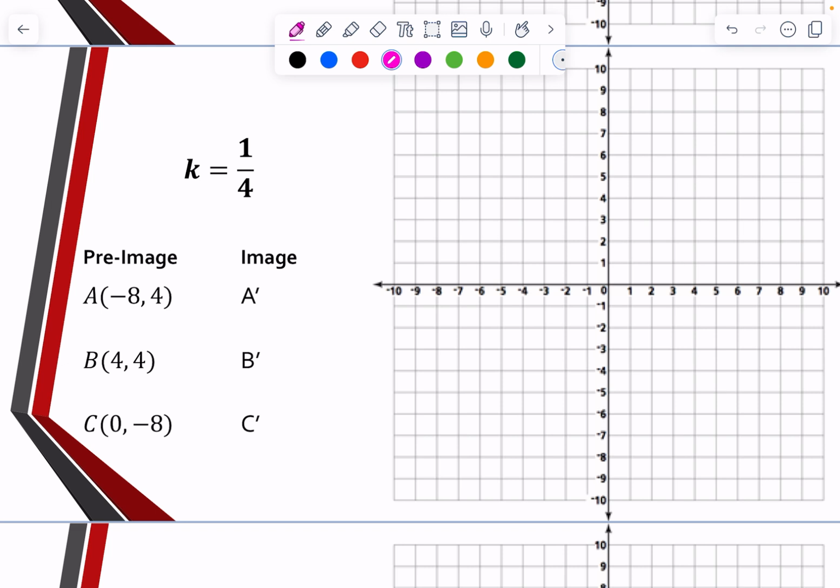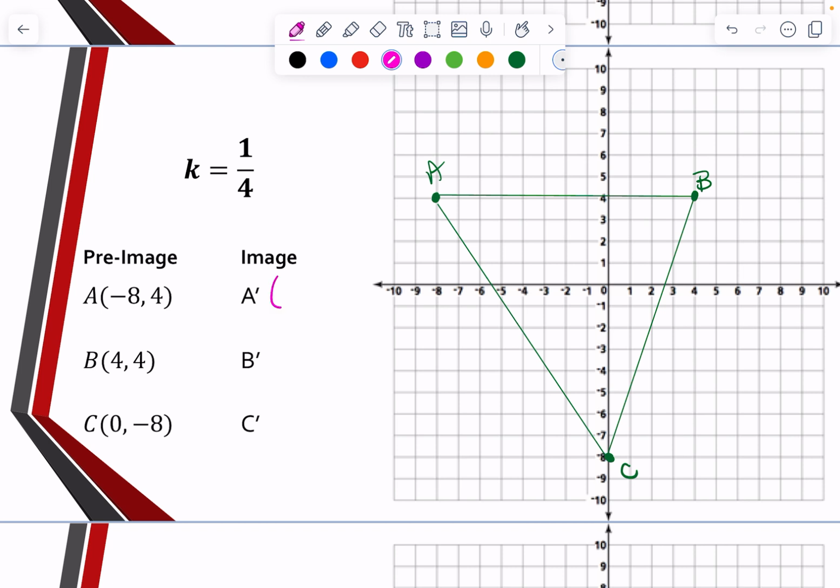So we start off, we're going to graph the pre-image. So negative 8, 4, 1, 2, 3, 4. We have B is at 4, 4. And we have C at 0, negative 8. Okay, so there's my original figure. So now we're going to come back now and find our image points.